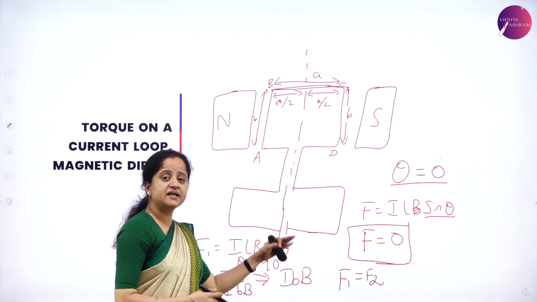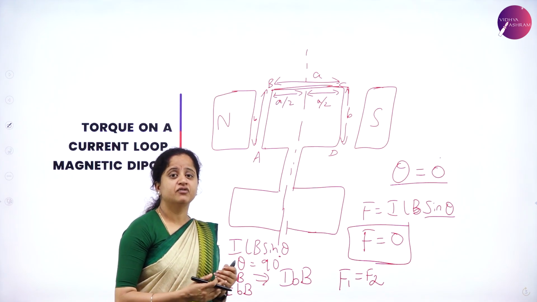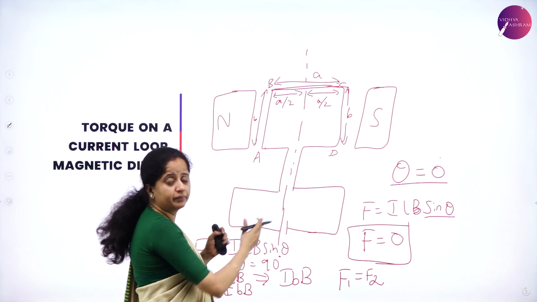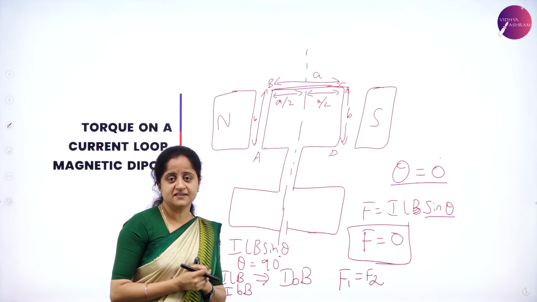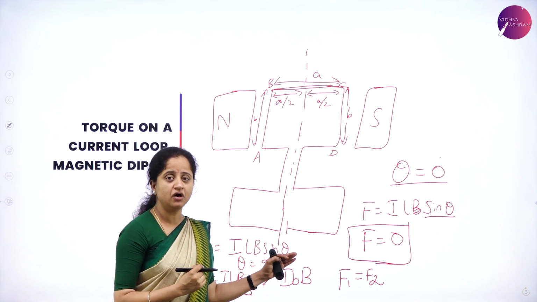So these two forces are equal in magnitude but they are opposite in direction. Therefore, the net force on the loop is 0. But there exists a torque. So what is this torque due to? This torque is due to a pair of forces.